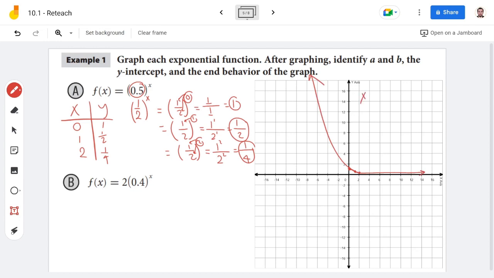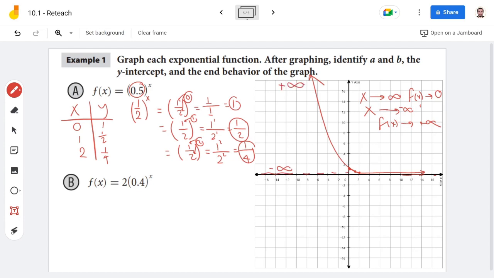Now if I ask you, tell me what happens when x is approaching positive infinity? So when x approaches positive infinity, my function goes where? It goes to 0. And when x approaches negative infinity, my f of x goes where? My f of x goes to positive infinity. So when x approaches negative infinity, my function goes up, which is positive infinity.